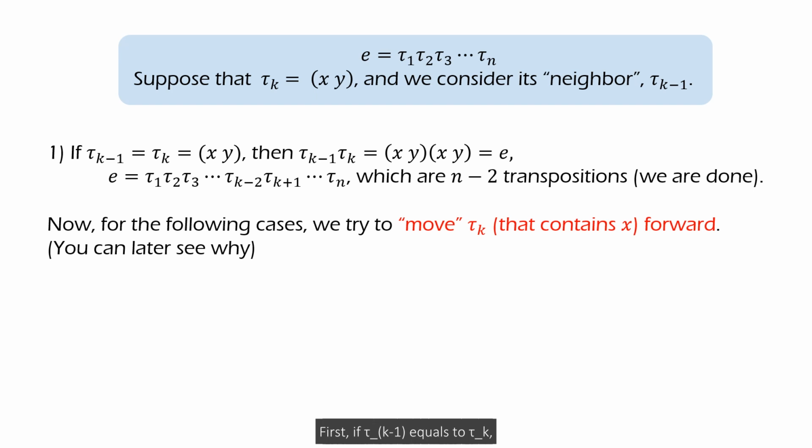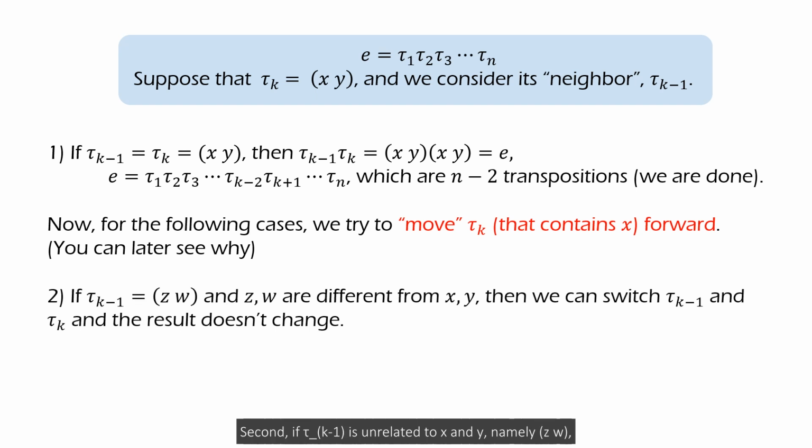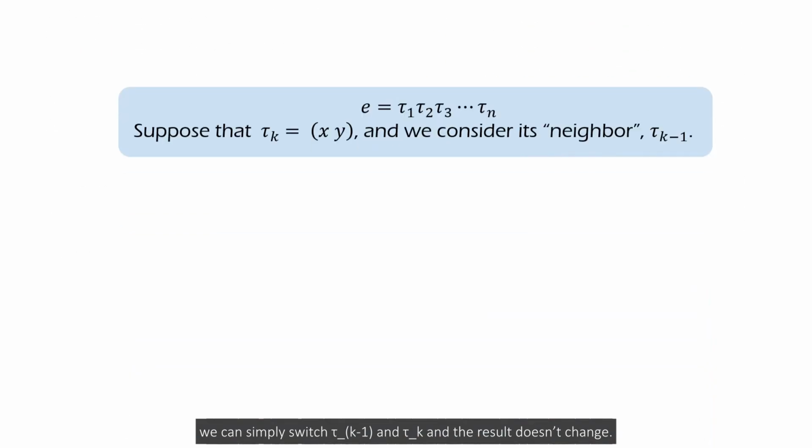So first, if τk minus 1 equals to τk, then τk minus 1 times τk will be the identity element E, because you just switch two elements and switch them back. If we delete these two transpositions from the above product, the result will not change, but the total number of transpositions will reduce to n minus 2. And second, if τk minus 1 is unrelated to x and y, namely bracket zw, then we can simply switch the τk minus 1 and τk, and the result doesn't change.